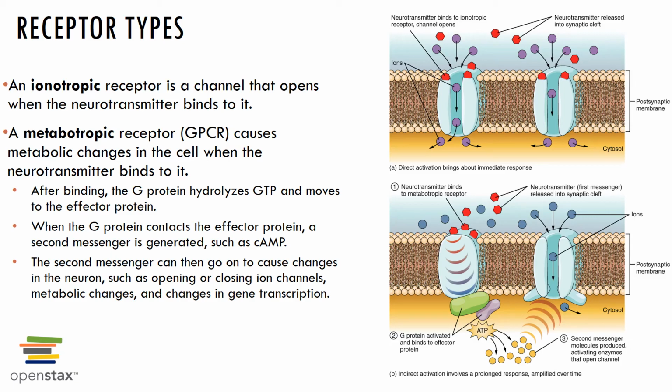Then the G protein contacts the effector protein and a second messenger is generated, sometimes cyclic AMP. Second messengers can often go on to do many biological things within the cell. It can cause changes in the neuron, like opening or closing ion channels. It can have an impact on metabolic changes or changes in gene transcription. So there can be a cascade of events anytime a second messenger is activated. This concludes our general look at the nervous system and neural tissue.